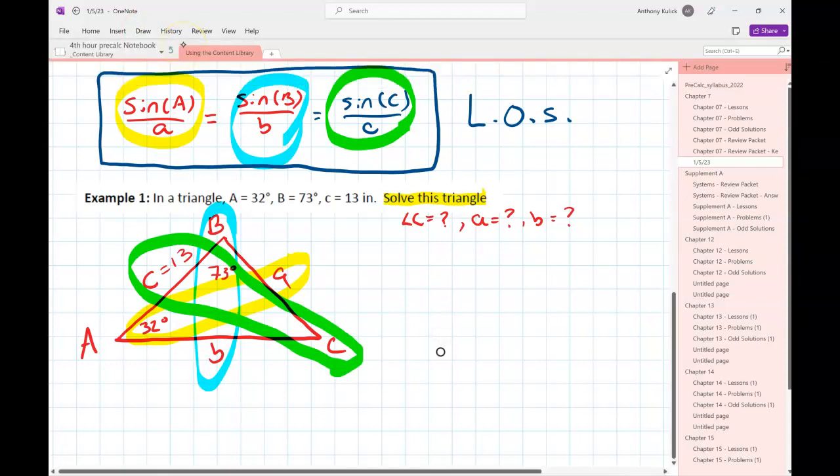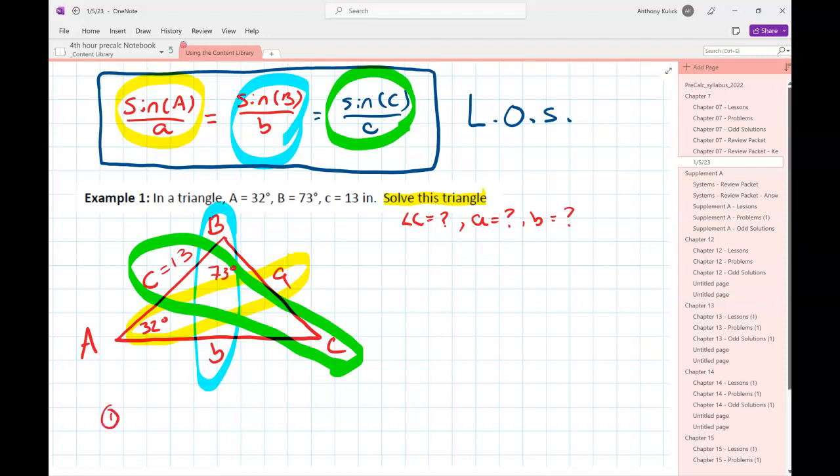However, I can find one of angle C, side A, or side B right away, really simply, without having to do any trigonometry at all. Which one do you guys see that I can do right away? Angle C. You are correct, sir. What could I do to find angle C?